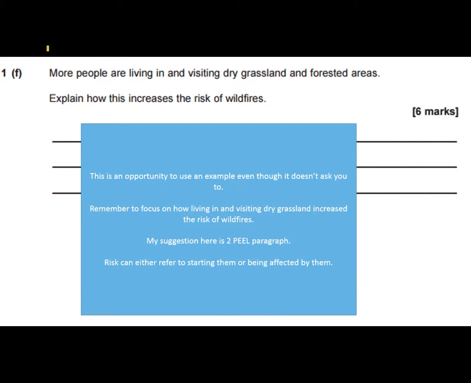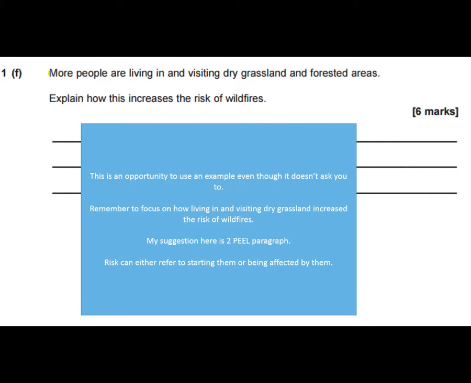Okay, so 1F. If you're not aware of what's happening at this point, they are going to test you on each of your 4 natural hazards. So you are going to get something on earthquakes, definitely something on volcanoes, tropical storms and wildfires. At some point in time, all of those are going to come up. It's not necessarily equal, it really depends on what the examiner's chosen.